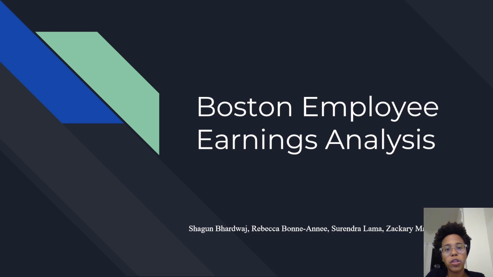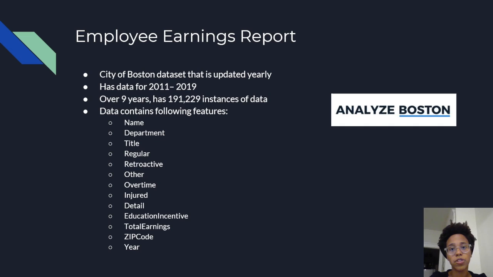In this project, we looked at the City of Boston's annual employee earnings reports. Each earnings report stores data aggregated by the Office of Human Resources. It records every employee's name, department, job title, and the quantity of pay they received in specific categories, for example, regular pay, overtime, and workers' comp. The data that we had access to ranged from 2011 to 2019, and after initial pre-processing, we were left with a little under 200,000 instances.